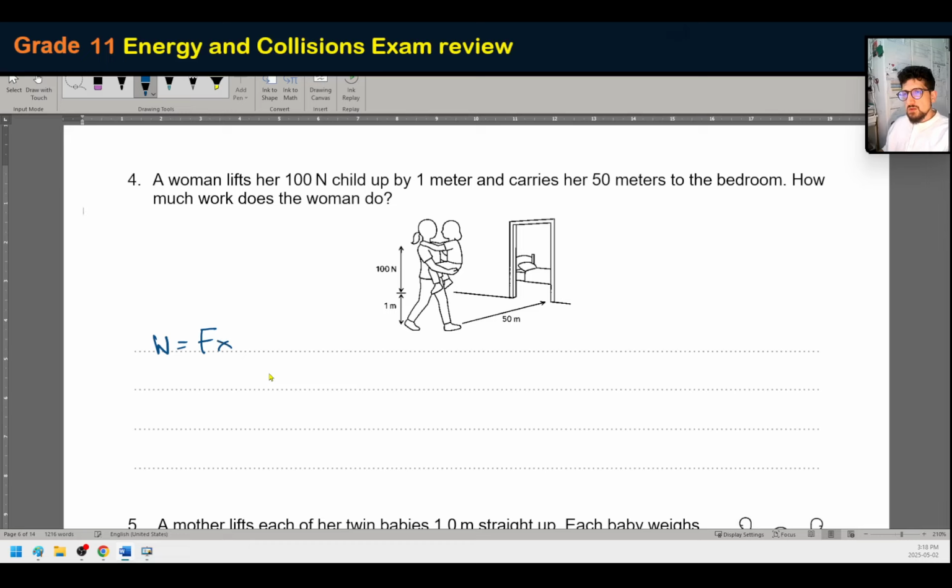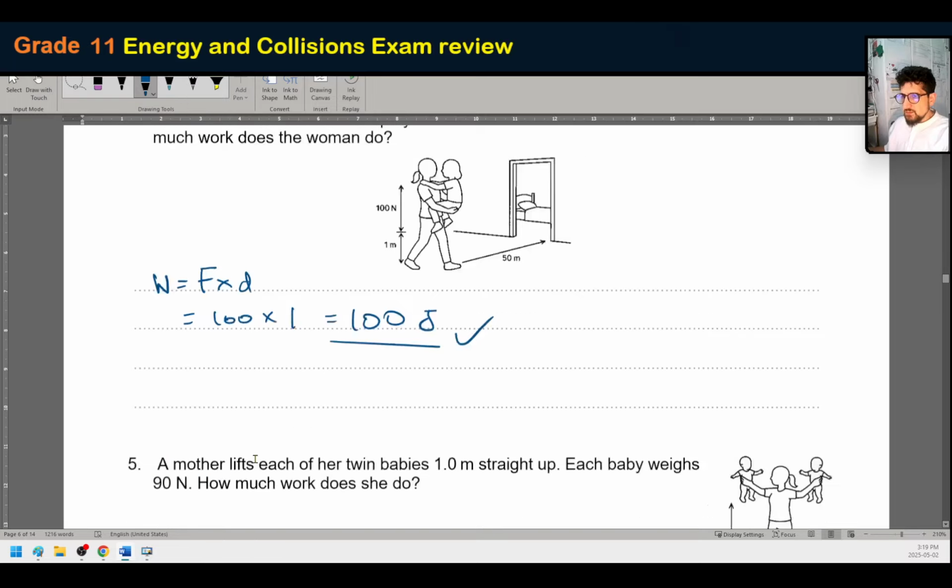Work is equal to force times distance, which is equivalent to 100 multiplied by 1 meter, and that's going to be 100 joules. Now you might be wondering, what about the 50 meters? Well, that means nothing because we don't have the force that is acting in the 50 meters. Since she carried the child, she's done some work because the force is acting in the same direction as the distance. But in this instance, when she's moving horizontally, there is no work done that way. So it's just 100 joules.